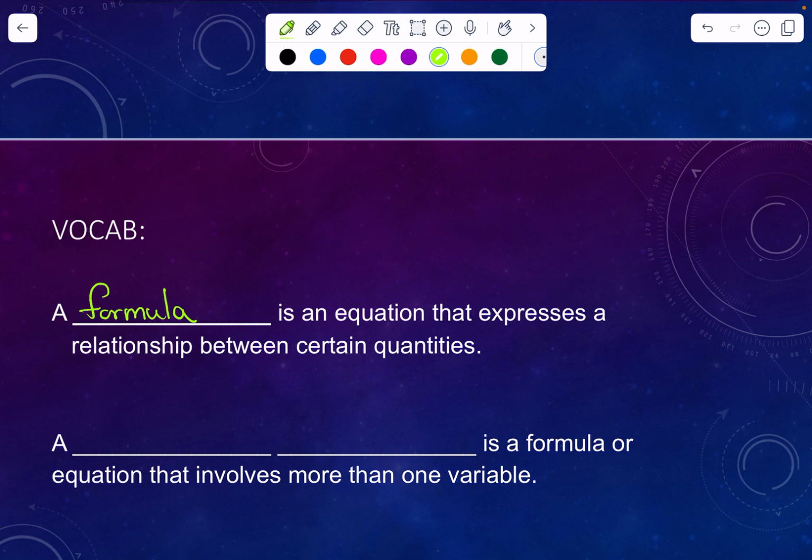A literal equation is a formula equation that involves more than one variable. And that's the one that we are going to focus more in on today, of how to solve equations that have more than one variable for them.